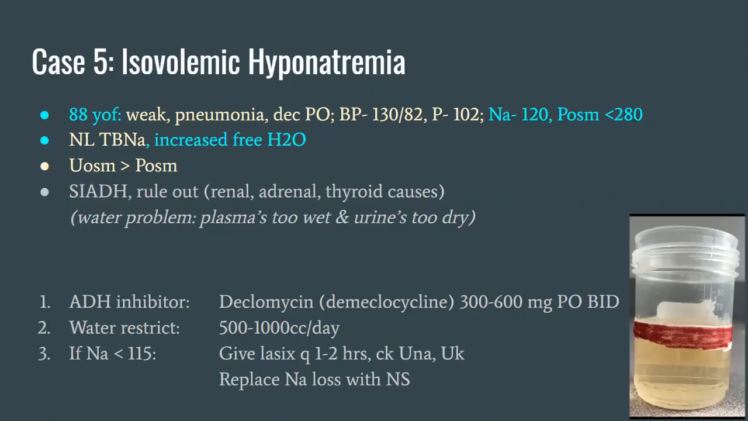So then you check a plasma versus a urine osmolarity, and the urine osmolarity is greater than the plasma. Okay? So the urine's dry and the plasma's too wet. You think to yourself, well, maybe this is the SIADH syndrome. So we have to rule out renal, adrenal, and thyroid causes. And we decide that this is an SIADH problem. Again, this is a water problem.